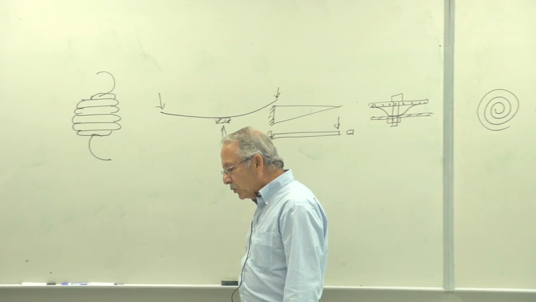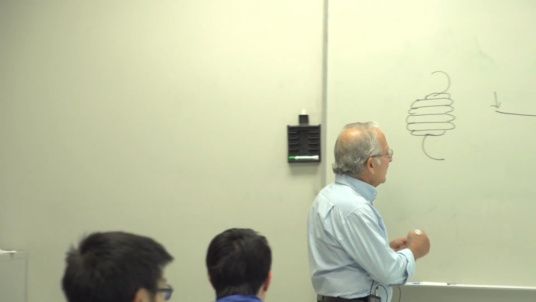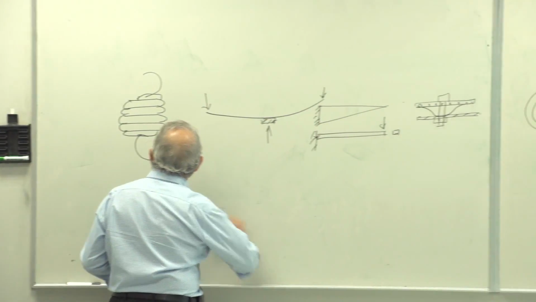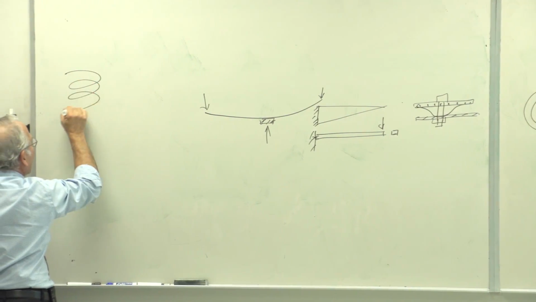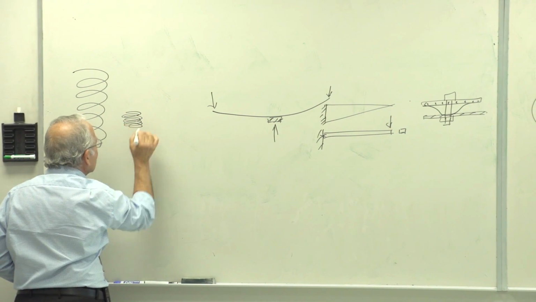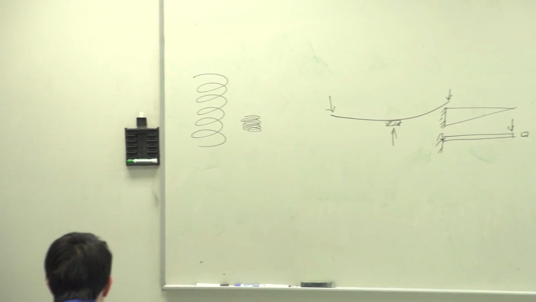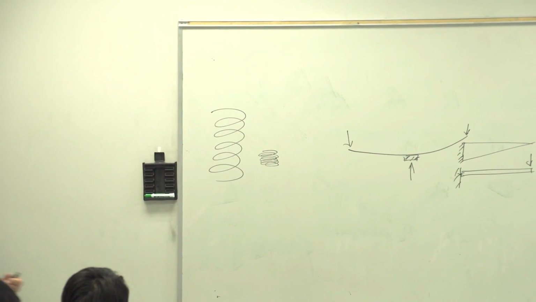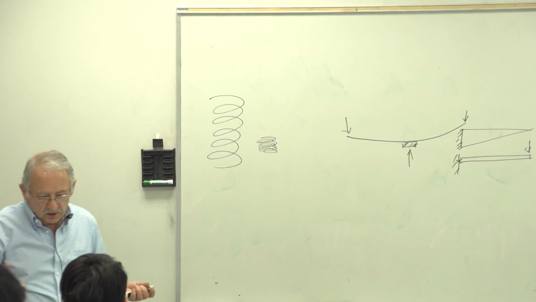Although if designed well, compression springs should not yield even if you take them to solid height. In other words, even if you apply a force and this spring looks like this, it still should not yield if designed properly. But if you put tension on it, of course it will. And if you insist on yielding it, it will yield.